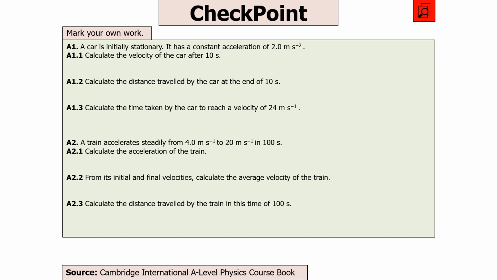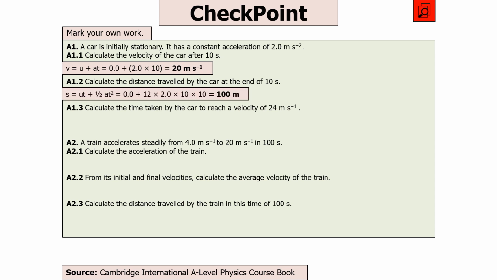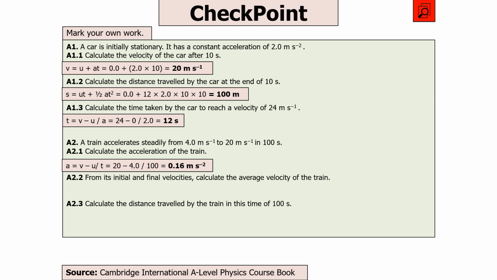Once again, it's about constant acceleration, so we're using the equations of motion. We're using SUVAT. So the first one, v equals u plus at. Remember, it's initially stationary, so u equals 0 to get 20 meters per second. The second one, we can say s equals ut plus a half at squared. Once again, u is starting off as 0 because it's stationary, so you get 100 meters. And then rearrange v equals u plus at to get t equals v minus u over a, and we get 12 seconds.